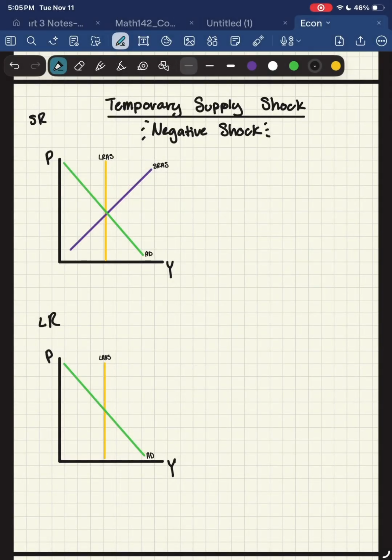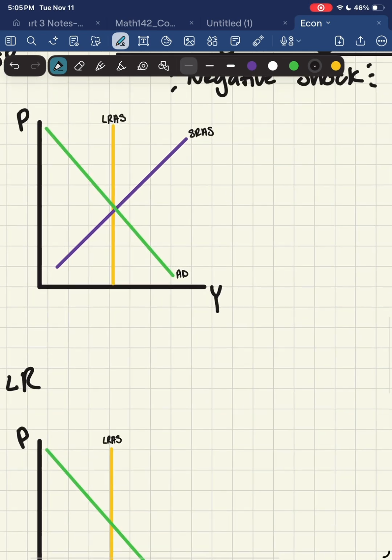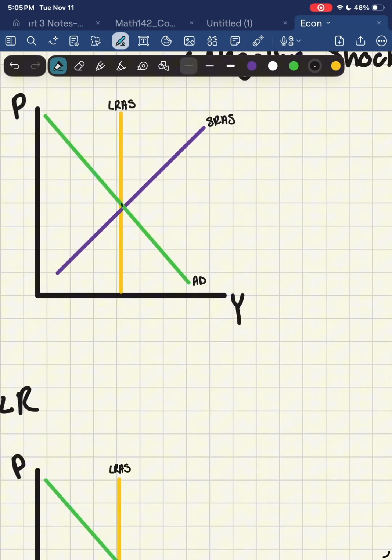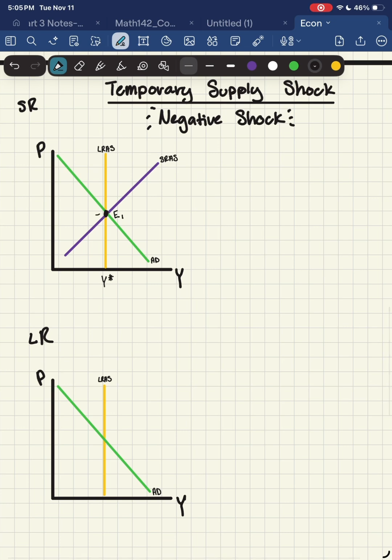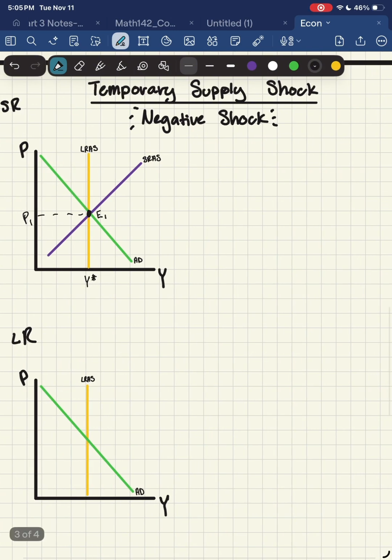Today I'm going to be modeling a negative temporary supply shock. So first, what you want to do is label your graph. We want to start with labeling E1, which is going to be the long run equilibrium, and then Y star, which is initial output or equilibrium output, and then P1, which is equilibrium price. And then we can just label what this means.